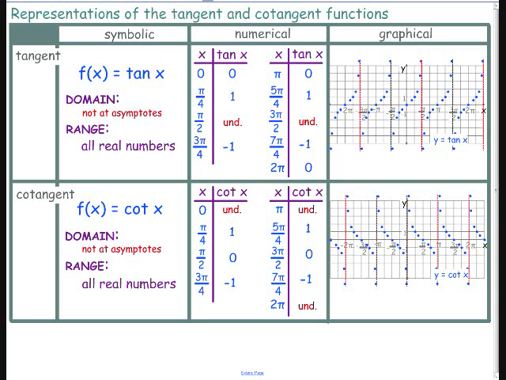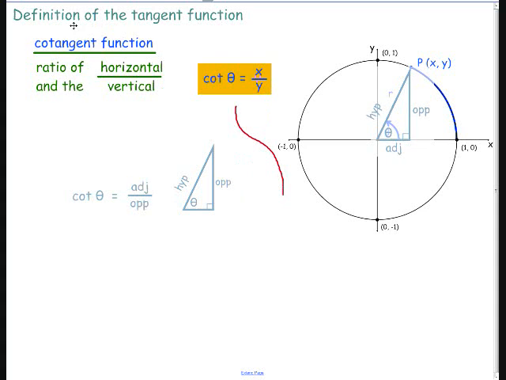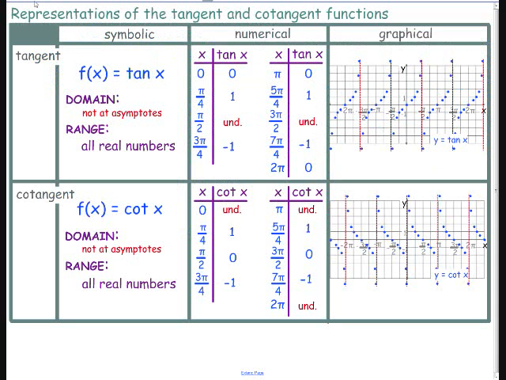It becomes undefined. And in the case of cotangent, every place that y is equal to 0, you're going to have an asymptote. And that happens at 0 degrees, it happens at 180, and so forth and so on. So here we are at 0, we have our asymptote. At pi, or 180, we have another one. So domain not at the asymptotes. Please notice, with both tangent and cotangent, there is no restriction at all on the range, because you're either going from negative infinity to positive infinity, or, in the case of cotangent, coming from positive infinity and going to negative infinity.